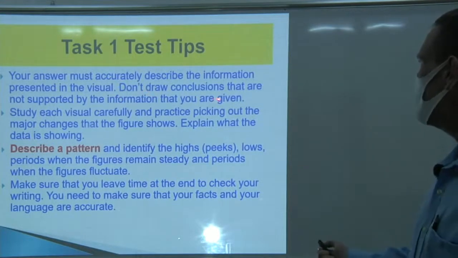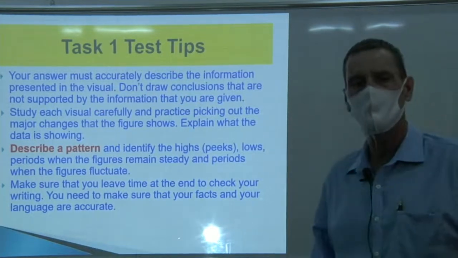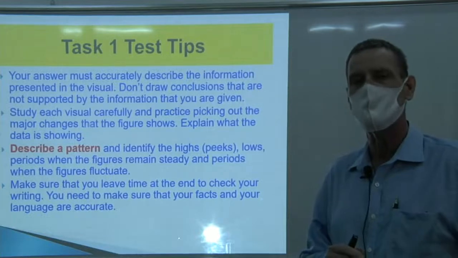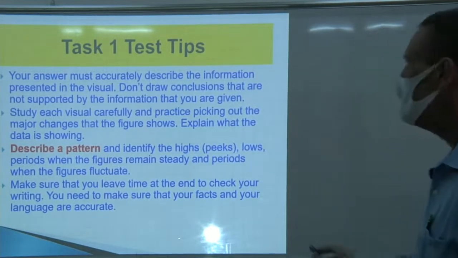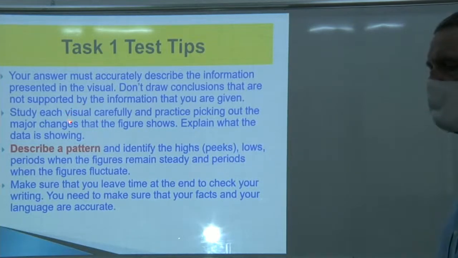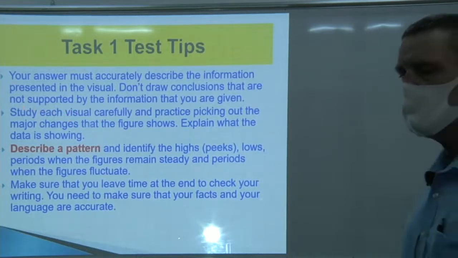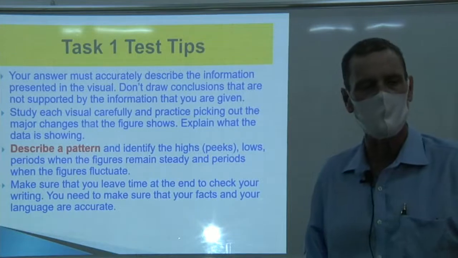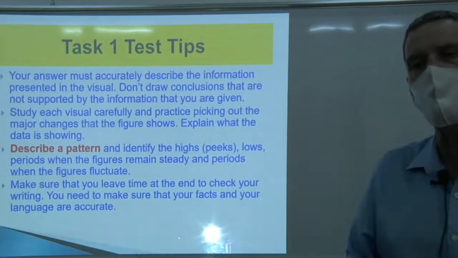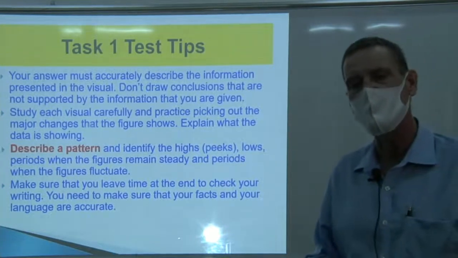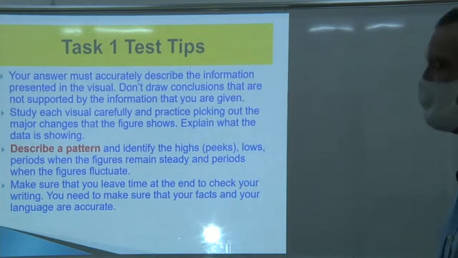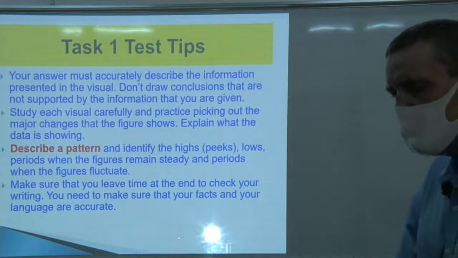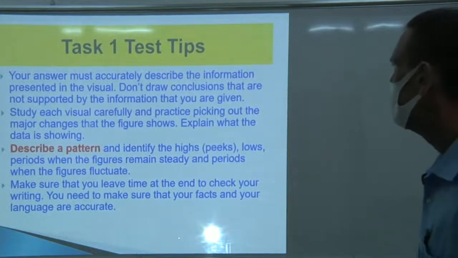Conclusions. Don't draw conclusions that are not supported by the information that you are given. Most of us do pretty good on that. Some of us are still giving our opinions and conclusions in task 1. You must stop that. And our new rule is, if you give me something in task 1 with an opinion, I'm going to ask for you to point to me on the data, on the visual aid, where you get that information from. If you can't see it, if you can't point to it, don't write about it.